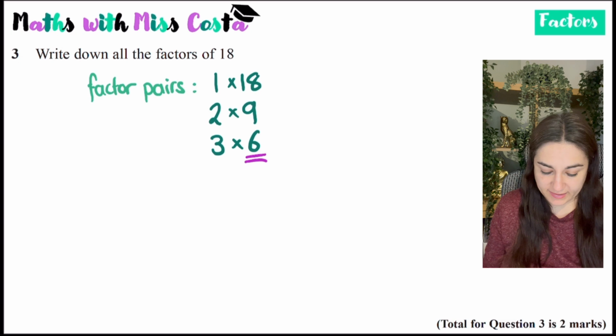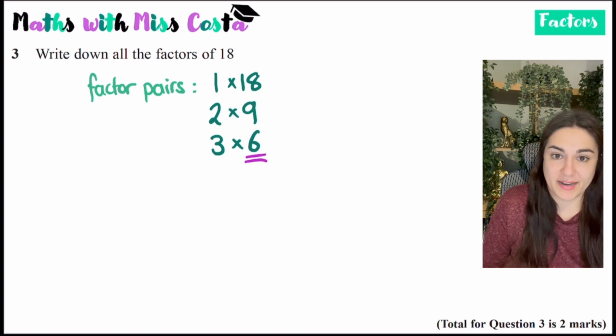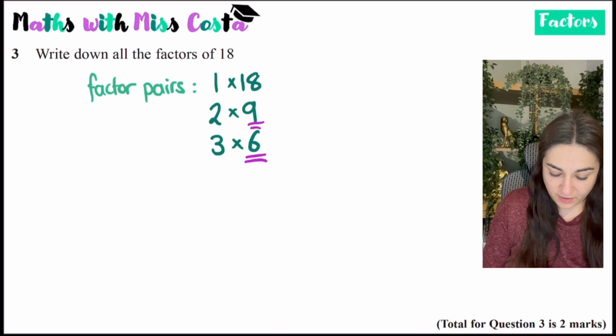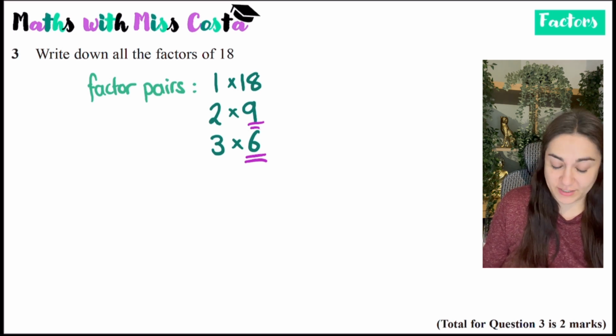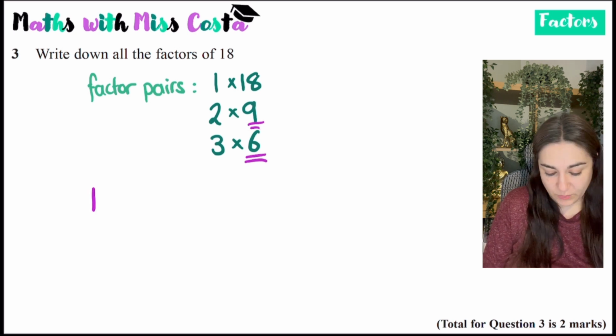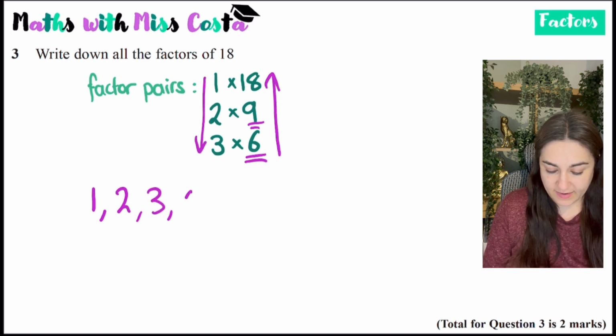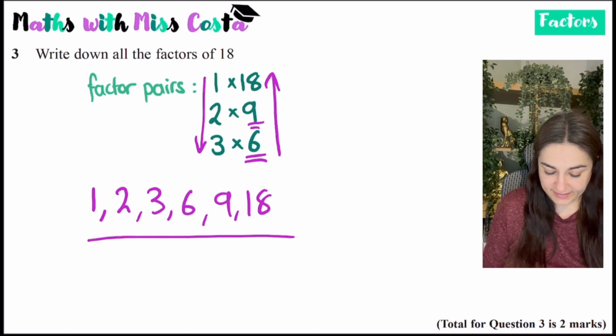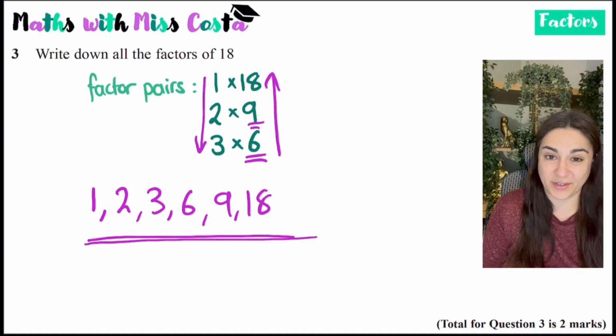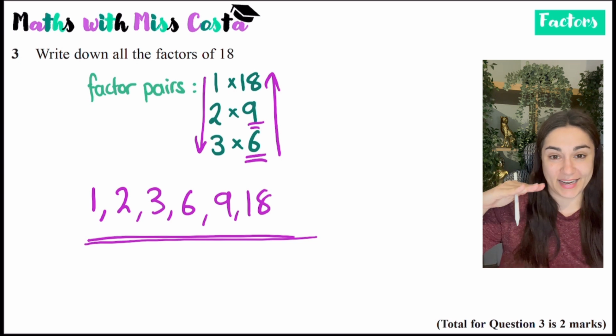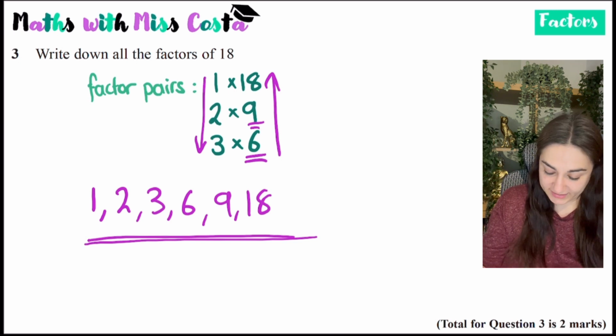So you don't need to keep on trying, because if you did, you'd try 7, then 8, then you get to 9, and you know that 9 times 2, but you've already mentioned the 9 over here. So you start by writing your factor pairs and then you list them. So you go down, so you'd say 1, 2, 3, and then up 6, 9, 18. These are the factors of 18, and the reason you do that is just because you are listing them in ascending order, which means from the smallest to the largest.